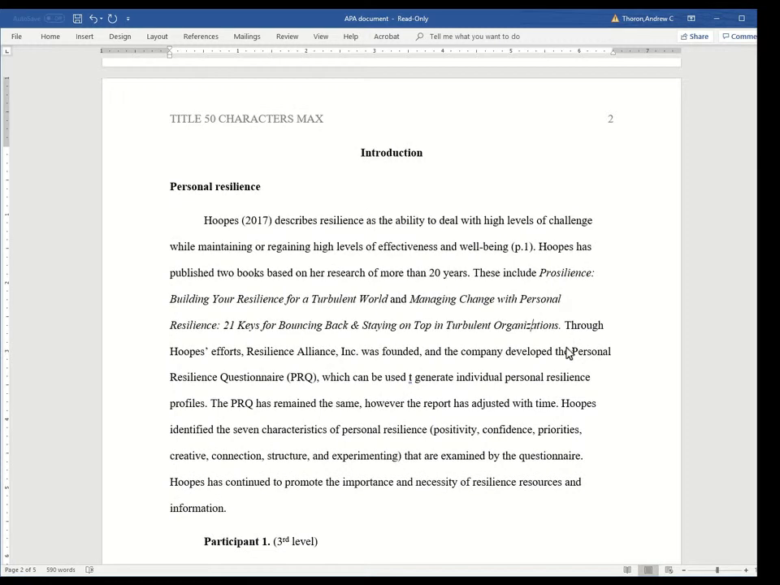Additionally, if you want to use any abbreviations throughout the report or paper, it's important to first fully write them. So Personal Resilience Questionnaire, in parentheses, PRQ, etc., and then later in the paper, you can just say PRQ. You don't need to retype Personal Resilience Questionnaire. But it's always important that you first tell us what the abbreviation is.